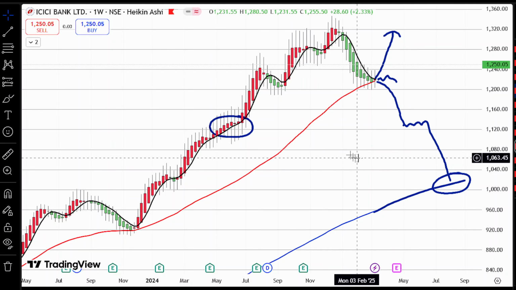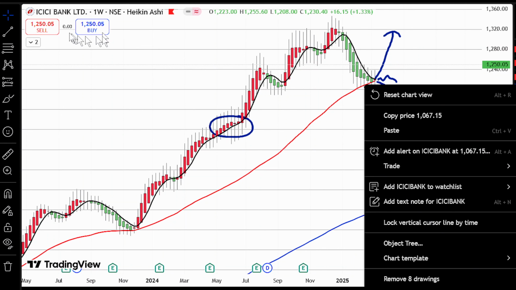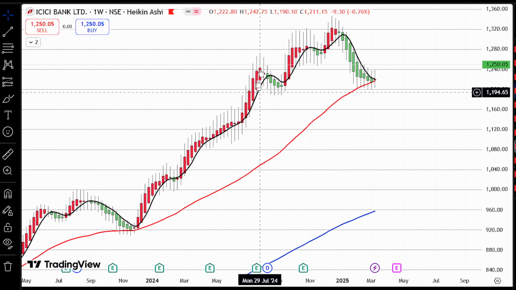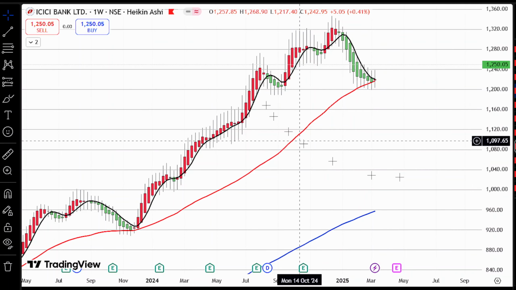So this ICICI Bank, there's a lot of ICs. Okay, this one, I hope someone will take a look at it.